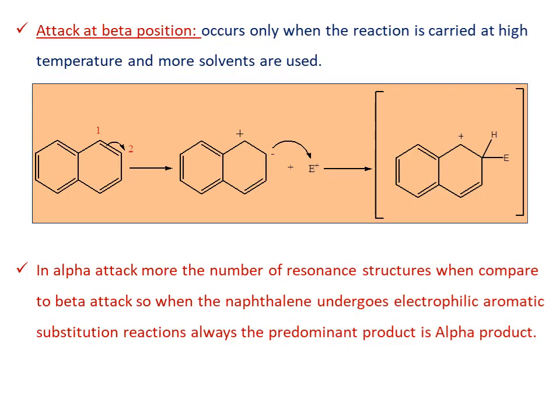Coming to the attack at the beta position, beta attack generally occurs at higher temperatures or due to the use of bulkier solvents. These are the two conditions for beta attack. Suppose the pi bond is shuffled towards the second position, the beta position, making this second position negative and the first position positive.